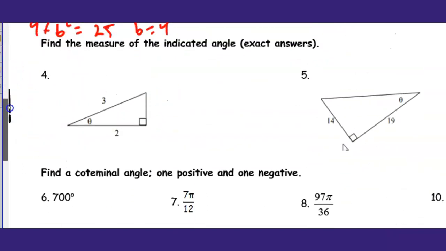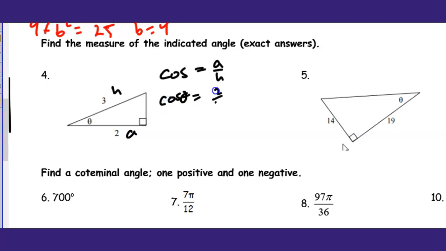Alright. Next it says find the measure of the indicated angle. Exact answer. So we need to find an angle. If we look at the sides that were given, this side is the hypotenuse, this is adjacent. So that would be cosine for this angle, and cosine equals adjacent over hypotenuse. So cosine of theta equals 2 over 3.